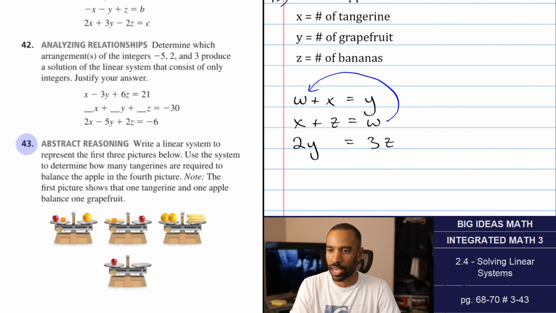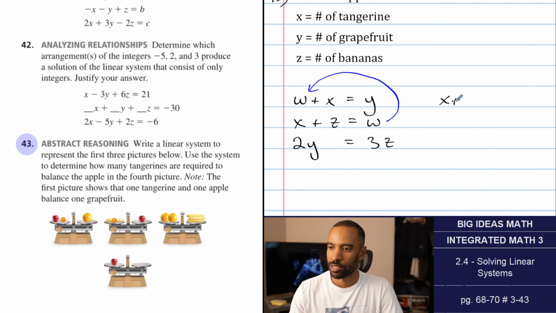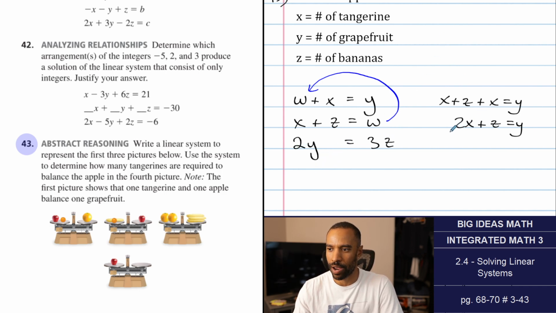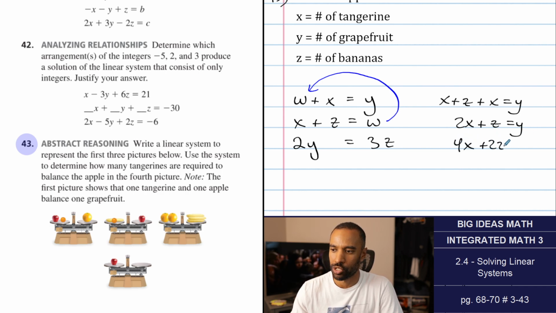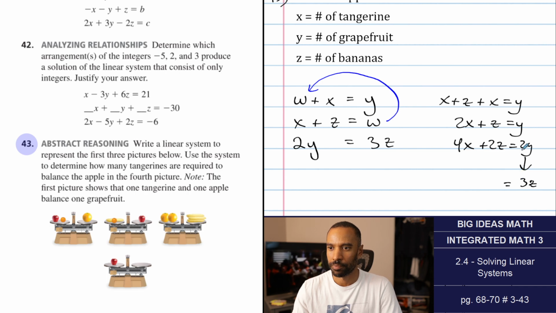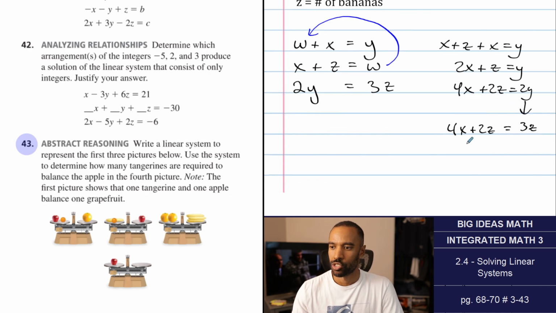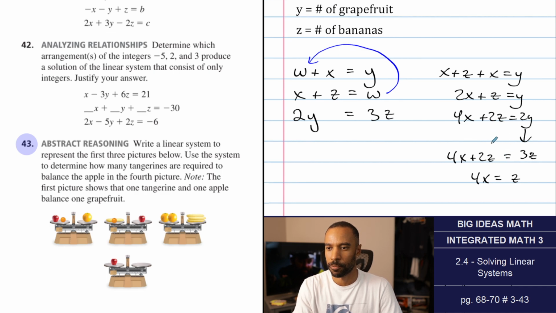Let's substitute there. We'll write x plus z plus x equals y. We'll combine those. 2x plus z equals y. We also know that 2y equals 3z. I could rewrite that as, well, I could double this. Check this out. I write 4x plus 2z equals 2y. Now that I know 2y is 3z, I can substitute 3z into here. 3z equals 4x plus 2z. So now 4x equals z. Z equals 4x.